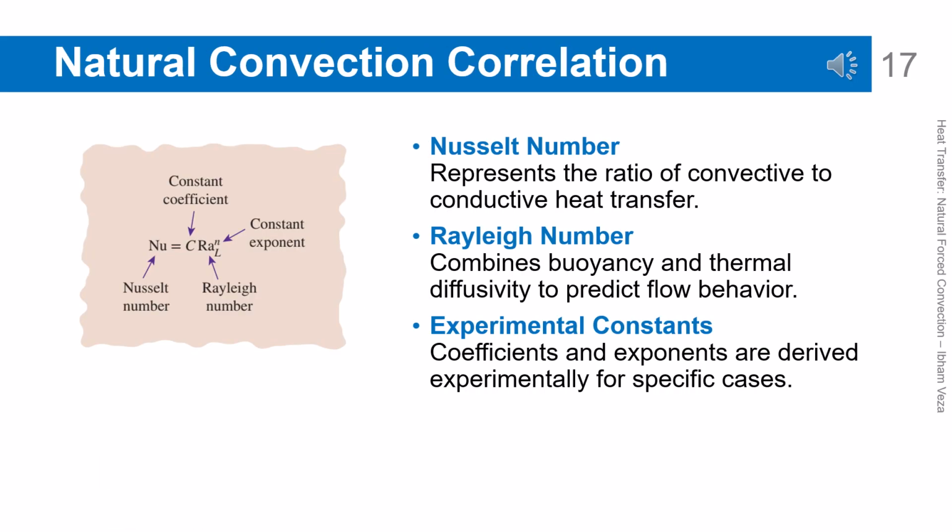Natural convection correlation. The Nusselt number represents the ratio of convective to conductive heat transfer. The Rayleigh number combines the effects of buoyancy and thermal diffusivity. The relationship between Nu and Ra is usually written as Nu = C Ra^N. The values of C and N are obtained from experiments. This correlation is widely used in practical engineering calculations.